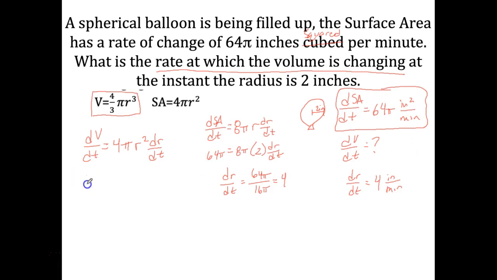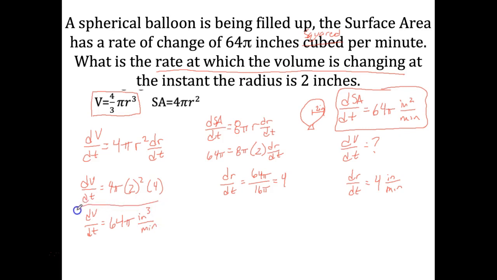Okay, so let's plug in our stuff and we should get the answer here. The change in volume is equal to 4 pi. The radius is 2 squared, and the change in radius is 4. So that would be 4 times 4 times 4 is 64. So the change in volume is going to be 64 pi. Let's make sure we get our units correct. Volume is measured in inches cubed per time. In this case it is being measured in minutes.